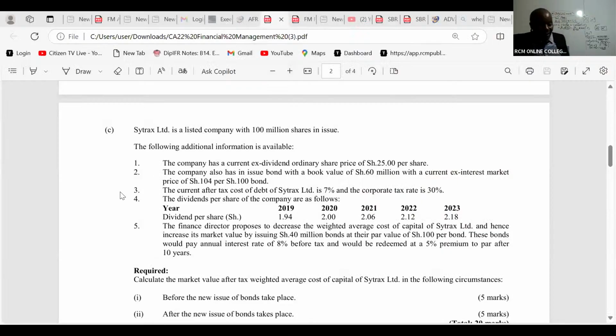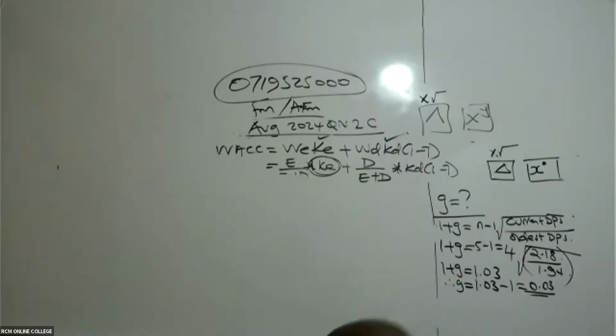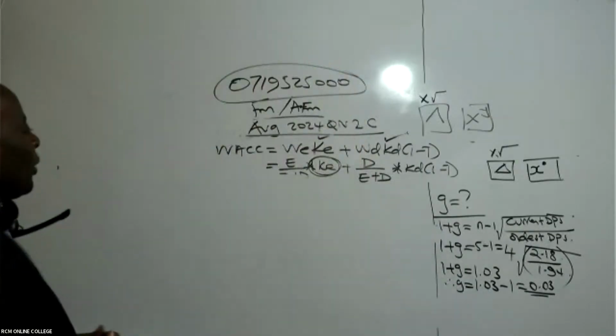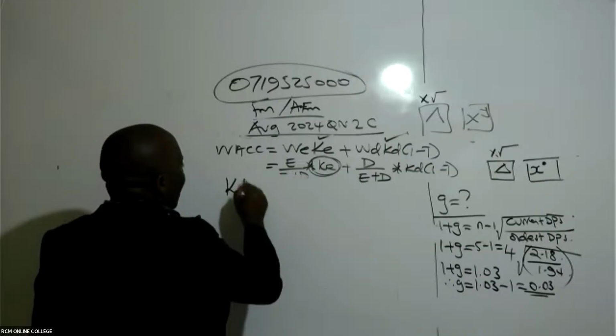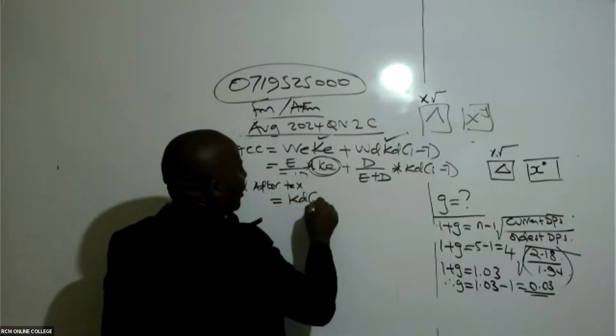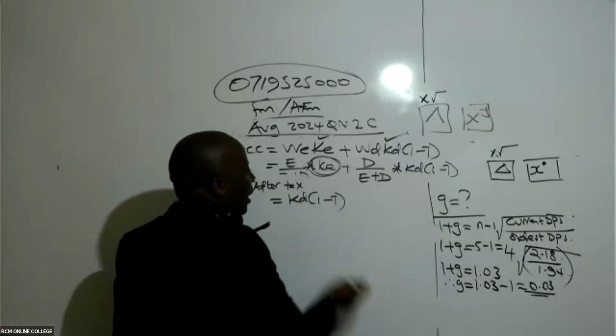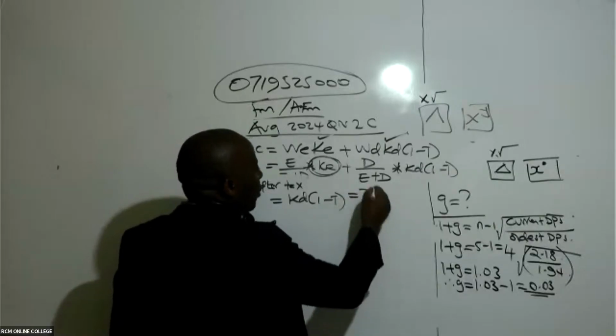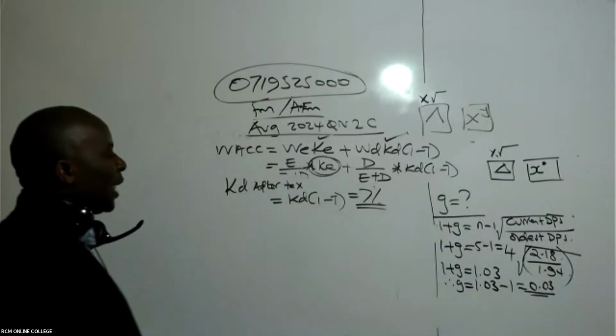So the information given here about cost of debt, what are they telling us here? You can see here, the current after-tax cost of debt, KD, is 7%. So basically, they have given me the KD after tax, which is the same as saying KD into 1 minus tax. Already they have adjusted for tax. They have subtracted that tax, which is 7%. KD after tax is 7%.